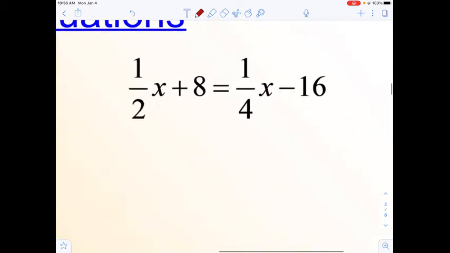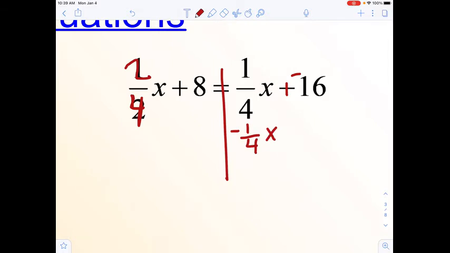The next example is 1/2 x plus 8 equals 1/4 x minus 16. So here I can see that I'm working with two different denominators, and I want to get those to be same denominators so that it makes our life a lot easier. But first thing I'm going to do is add op, of course. I can't distribute, I can't combine like terms. So before I get the variables to one side, I'm going to rewrite this 1/2 as 2/4. Because I know 1/2 is equivalent to 2/4, and now that they both have the same denominator, I can easily subtract 1/4 x from both sides.